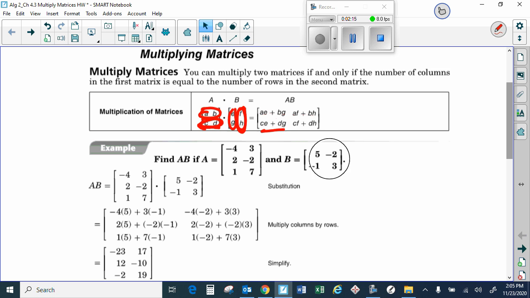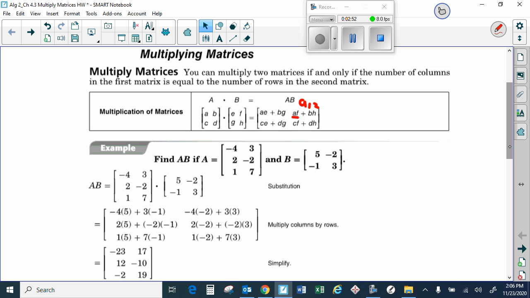So that's how you can know which ones. If I can identify the element correctly, then I do that. Since this is element row 1, column 2, I take row 1 with column 2, and that gives me that spot. And I do the first times the first, that's the AF, plus, it's always plus as you see in between there, the second times the second, B times H. So that's how you know which combination to put together here.